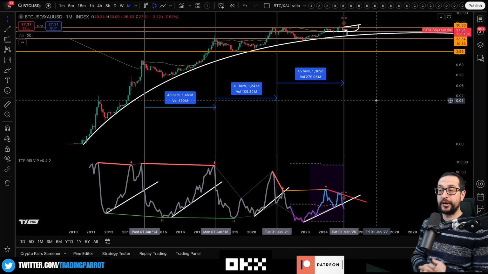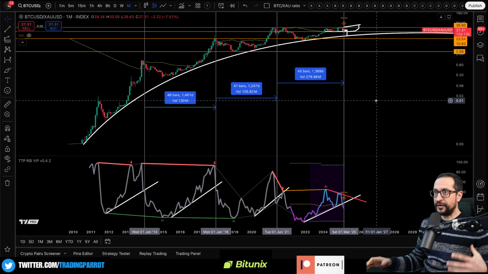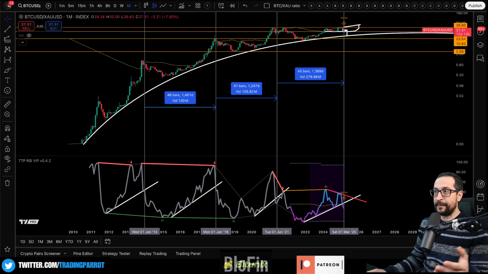Let me know in the comments if you want me to do another analysis of Bitcoin versus a decently well-sized asset. We know that gold is huge relative to the market cap of Bitcoin.